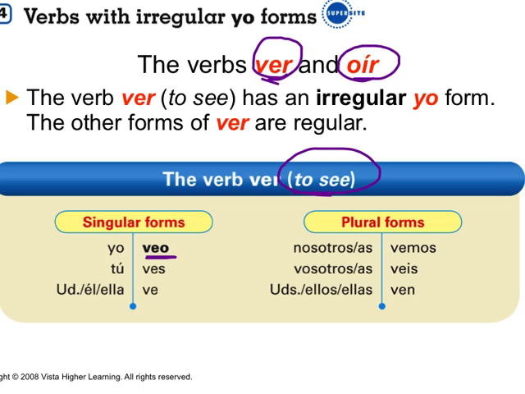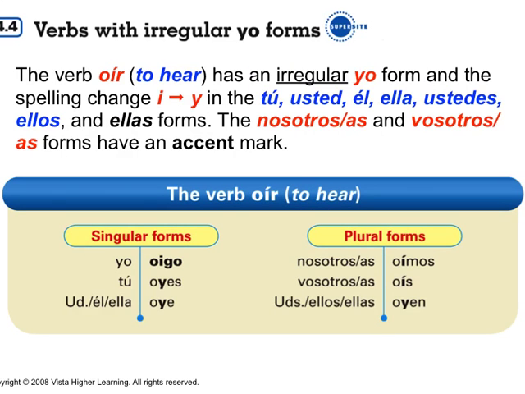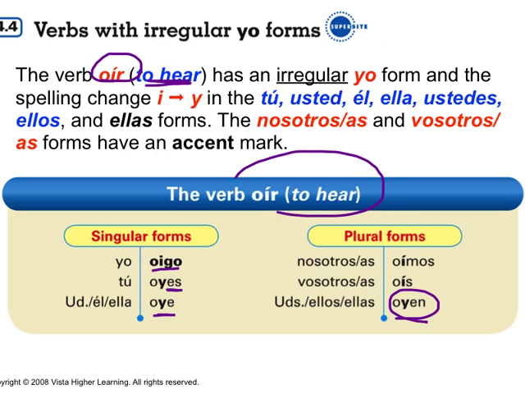Then, next slide, we're going to take a look at oír. Here's oír. And the problem with oír is not only is the yo form irregular, but the entire conjugation is irregular. Take a look. Oigo, oyes with the Y, oye. Oímos with an accent, oís with an accent, oyen. Oír means to hear. Oigo, oyes, oye, oímos, oís, oyen. Please make sure that you review oír.